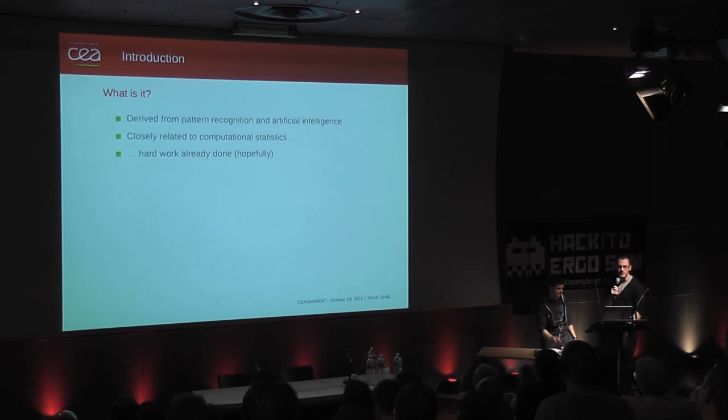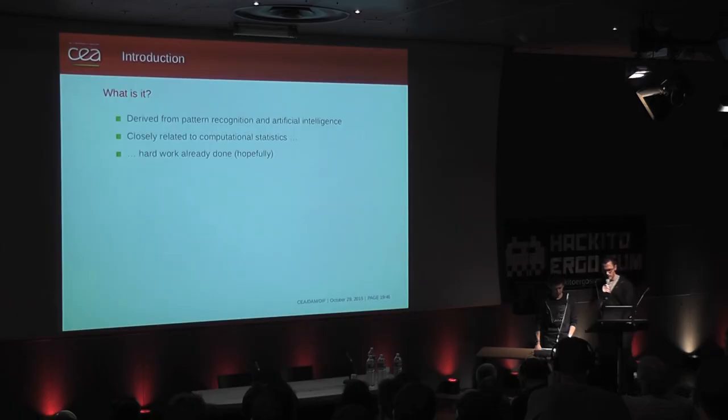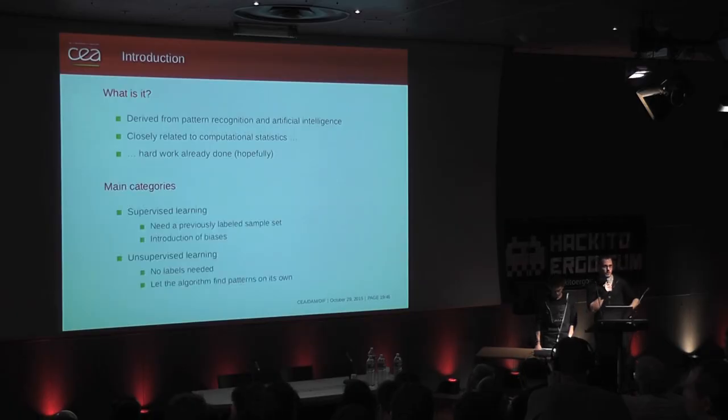So what is machine learning? It's a field derived from pattern recognition and artificial intelligence. It's closely related to computational statistics, but hopefully for us, the smart mathematicians have already done the hard work. They have written a lot of papers, and almost all of the algorithms that we need are already implemented for your language. So we just have to pick the right one and use it correctly.